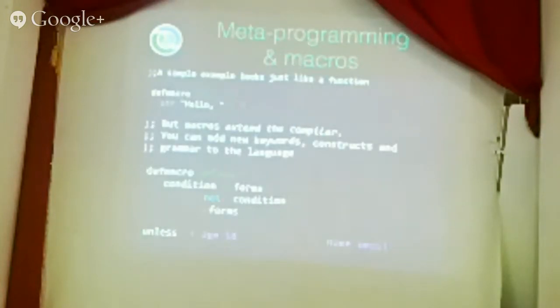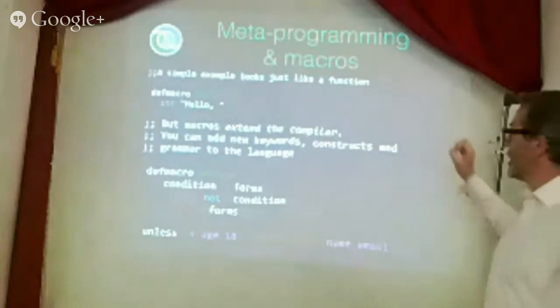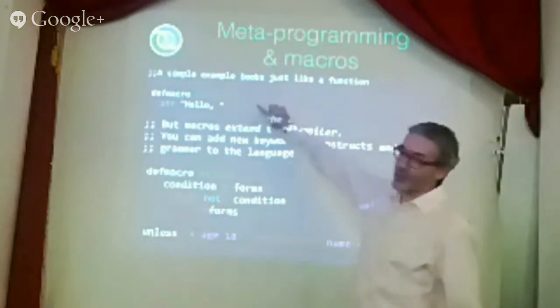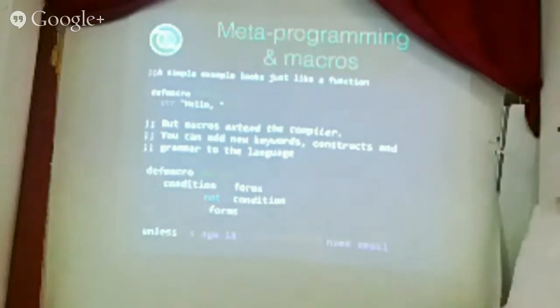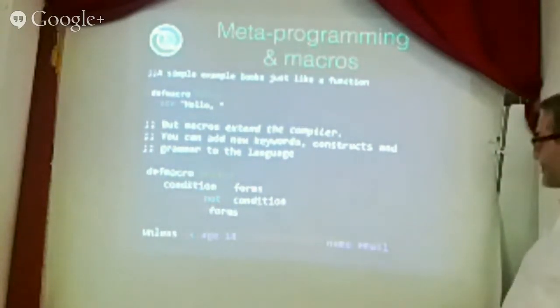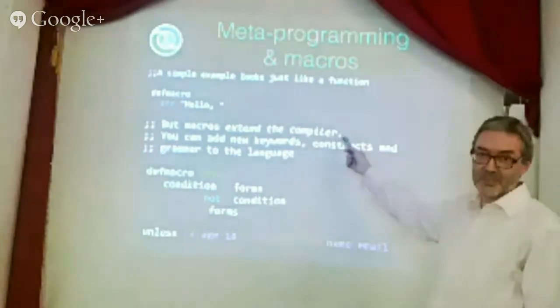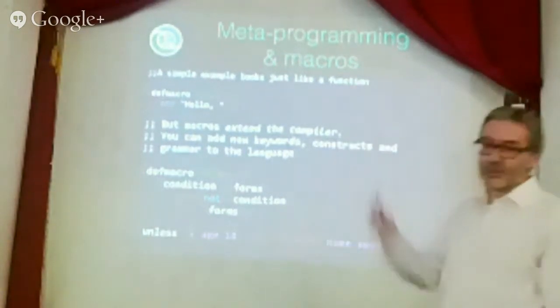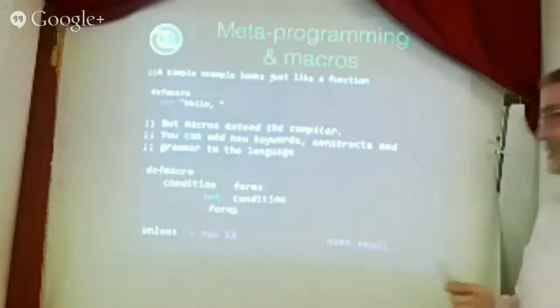So, second thing, metaprogramming and macros. A simple example of metaprogramming looks just like a function. Define macro hello, and it will put the word hello in front of it. The point is that macros effectively extend the compiler, so that if your language doesn't have features that you would like it to have, you can define them.